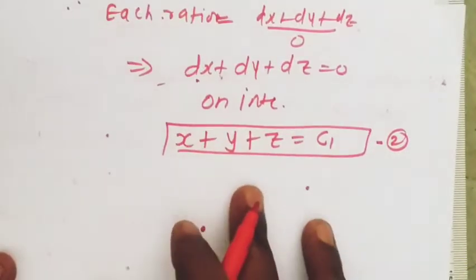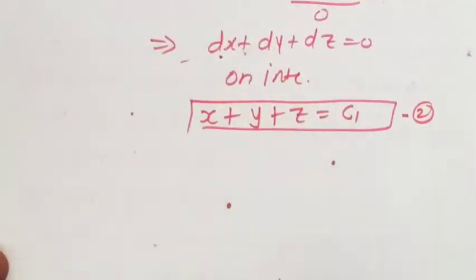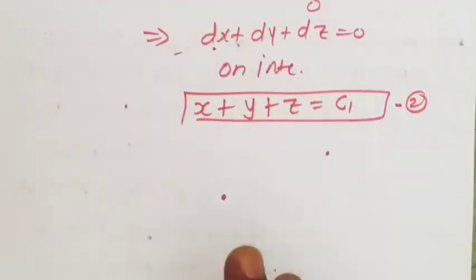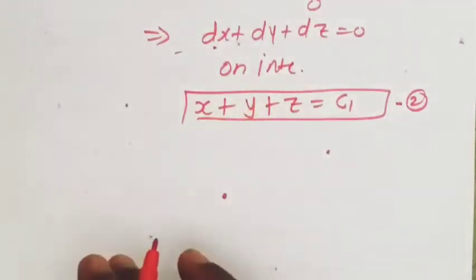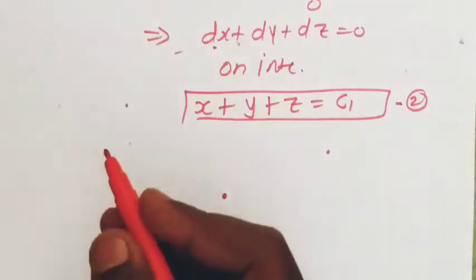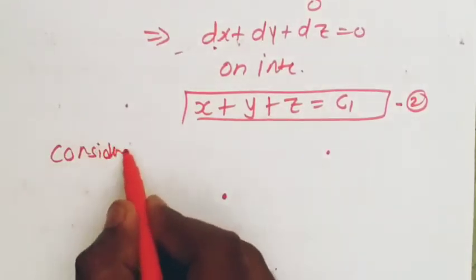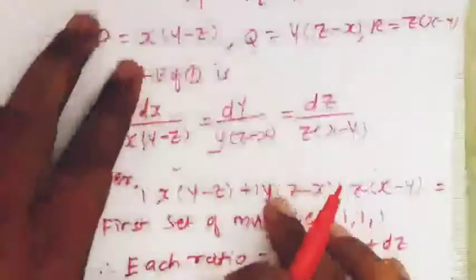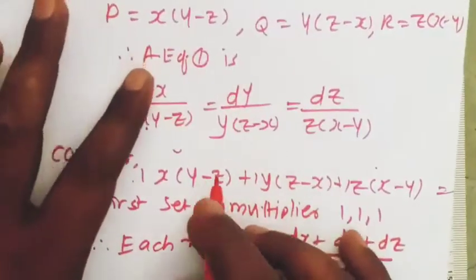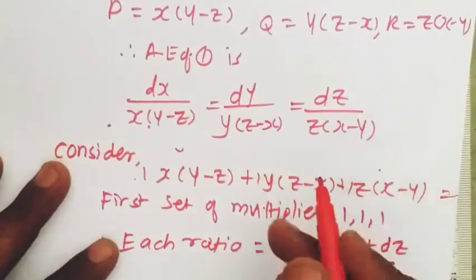Now for the second relation, again because the grouping is not possible, we need to select a second set of multipliers, and that second set of multipliers should be independent of the first set. It should not be a multiple of 1 1 1, otherwise we will get the same solution. So we need to guess which will be the other set of multipliers. Now we can multiply by variables also, because multipliers are not necessarily constants.